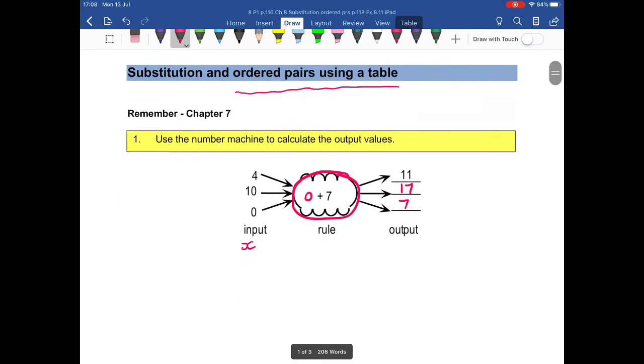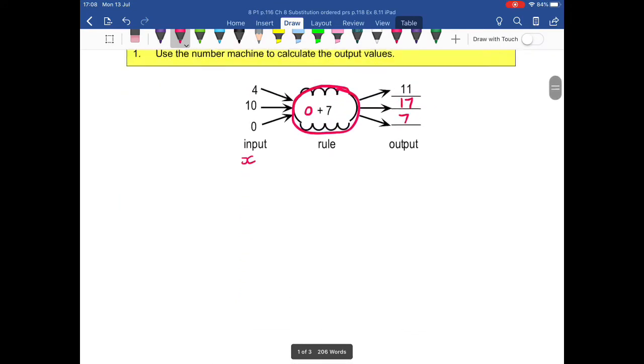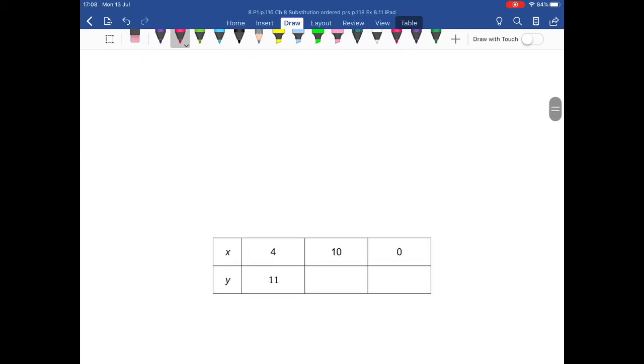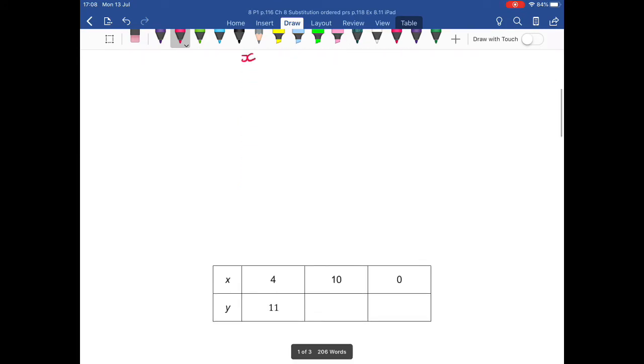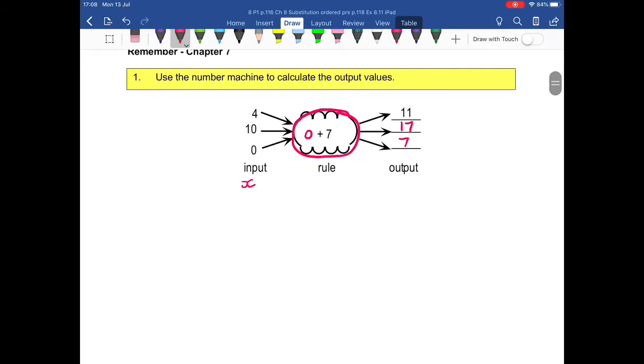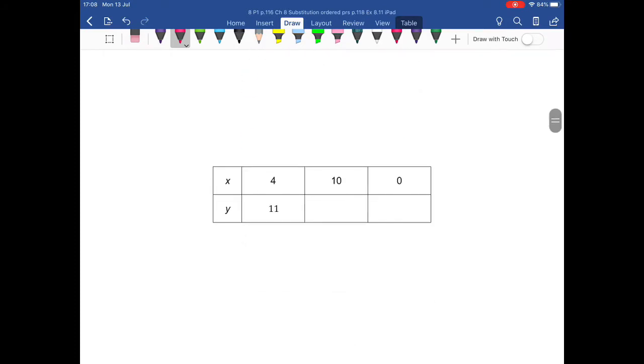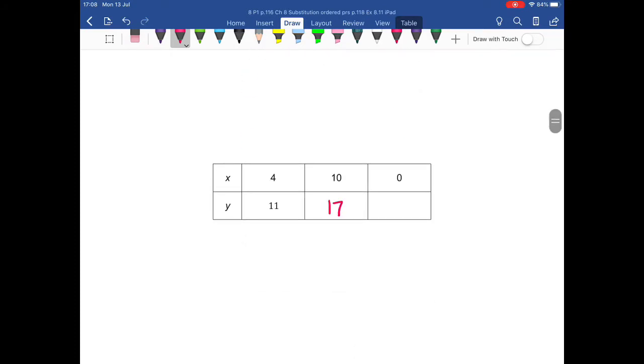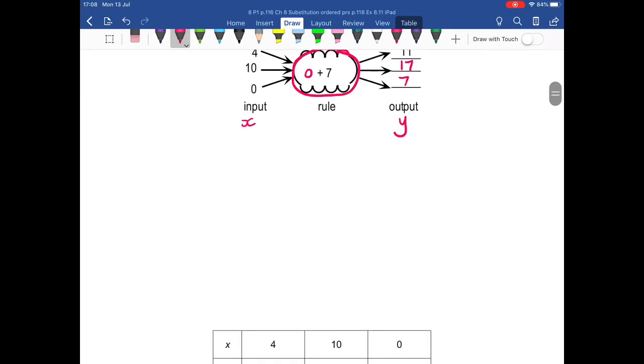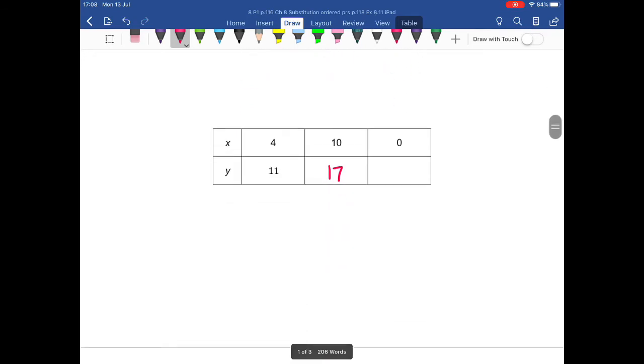Now we're going to progress to the table. In other words, if x was 4, y was 11. Because remember, that's your x, this is your y. If x is 10, y is 17. So 17 would fit in there. If x is 0, y is 7. So that was what we did in chapter 7.